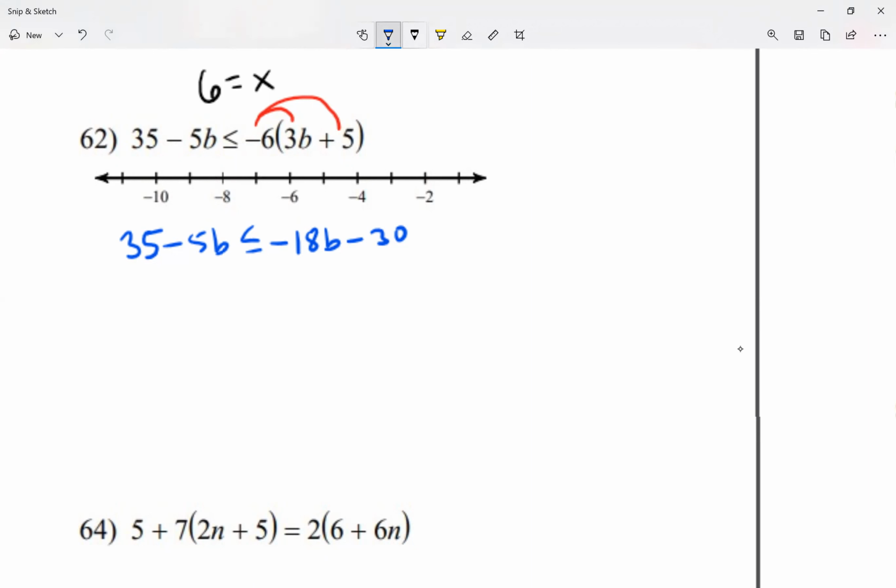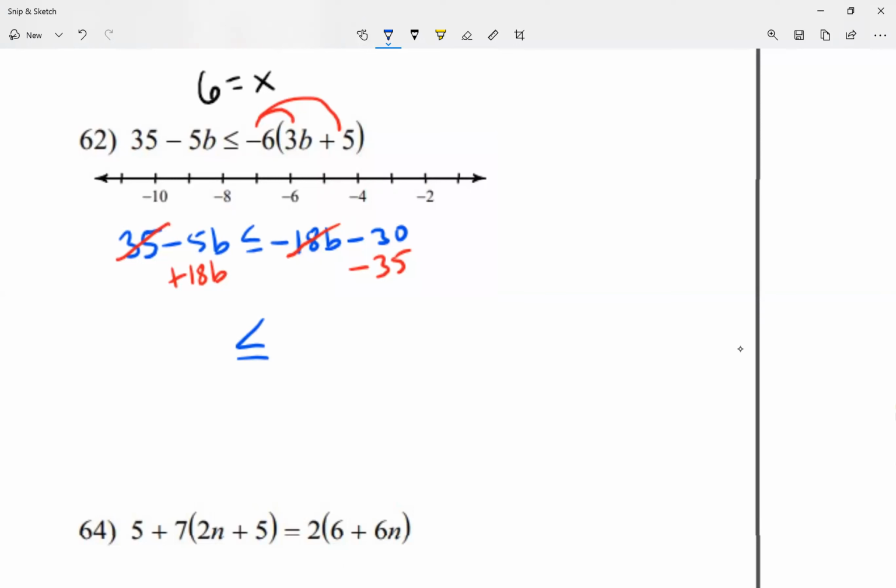And then I'm going to move letters to the left. So this negative 18b, let me move it here as a positive 18b. This positive 35, let me move it over as a negative 35. Letters to the left, and everything that doesn't have a letter to the right. Don't forget to switch the signs of those things that you move. All right, so my inequality sign is there.